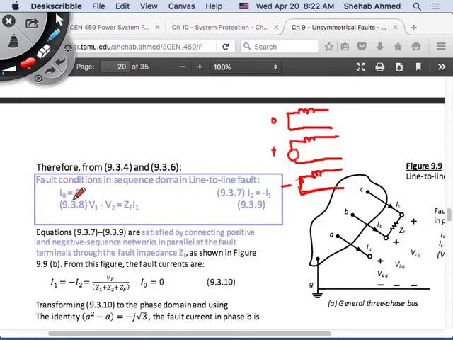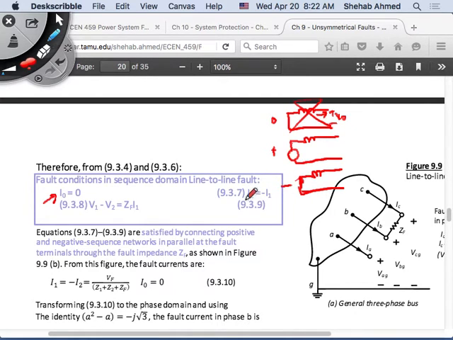Now this is a line to line fault. Line to line fault, they tell you that I0 is equal to 0. What is V0 going to equal? If I0 is equal to 0, V0 is also equal to 0. So this circuit will not exist. I don't care about this. It will just be an open circuit, left as an open circuit without any current flowing through it. So it will not be connected.